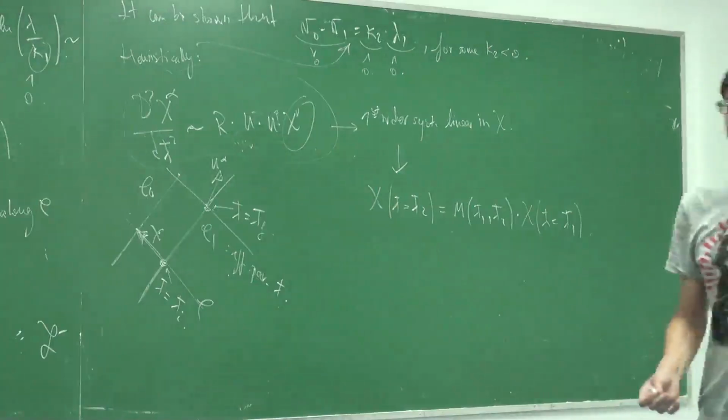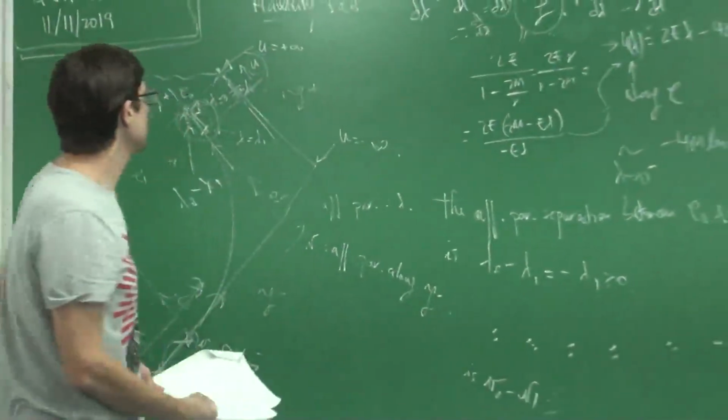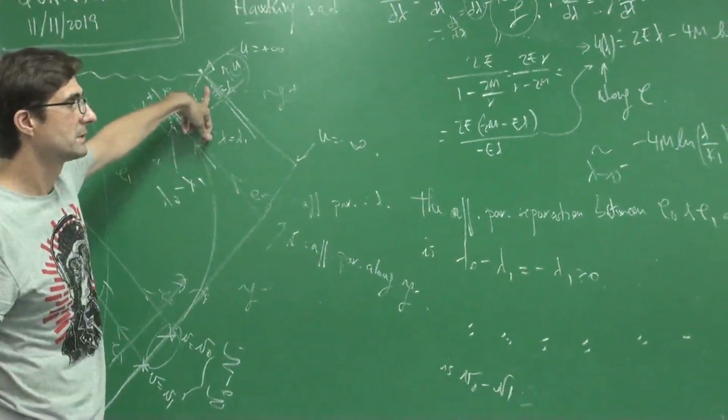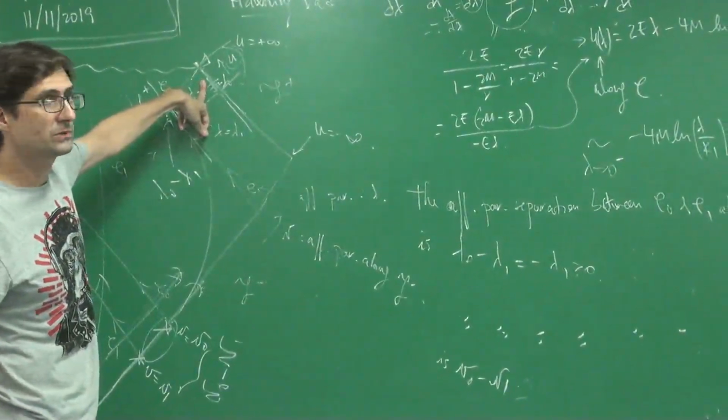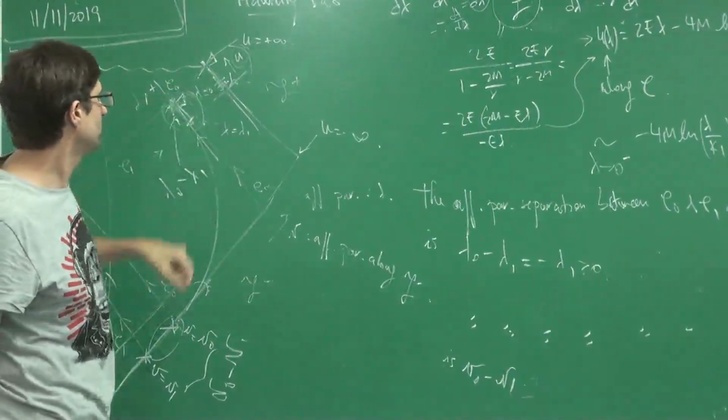Now, you could say the same between here and here, but the problem is, in here, the affine parameter separation is infinite. So m is going to diverge, infinite. So this will not apply between here and here.